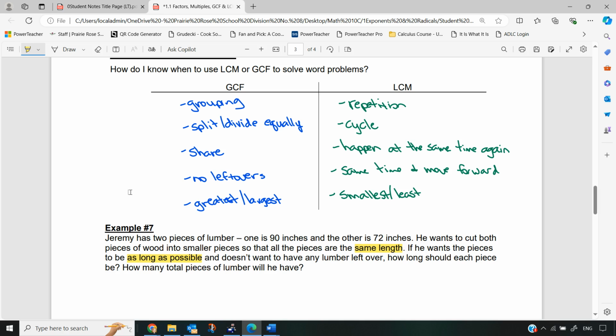So again, as we're looking at these keywords, we've got a bigger piece of lumber that we're cutting down into smaller pieces.